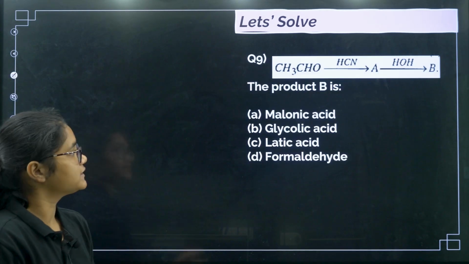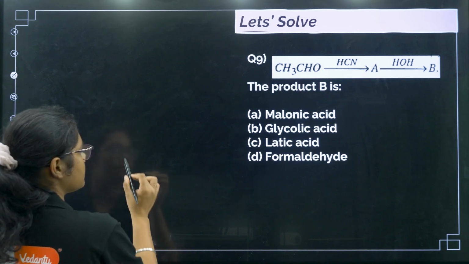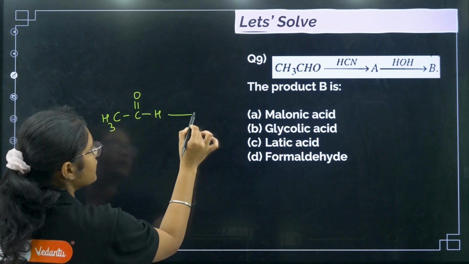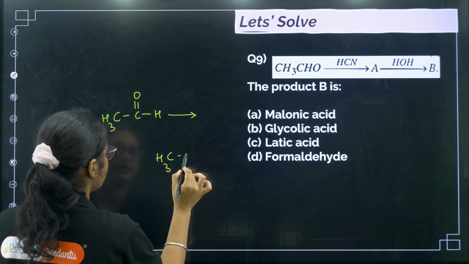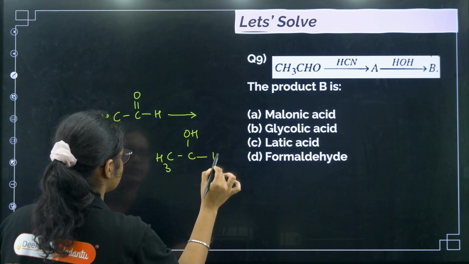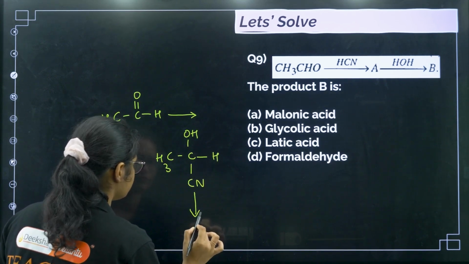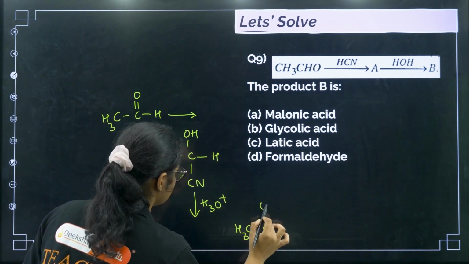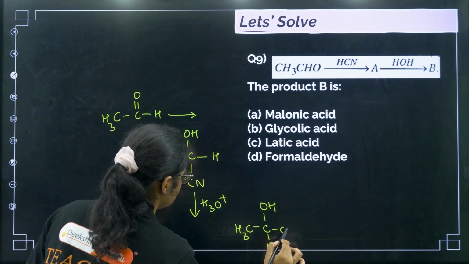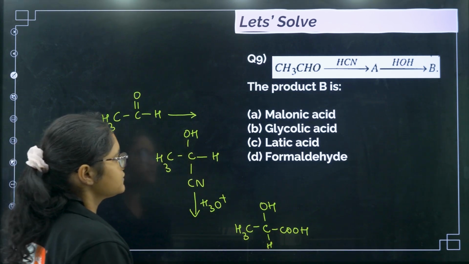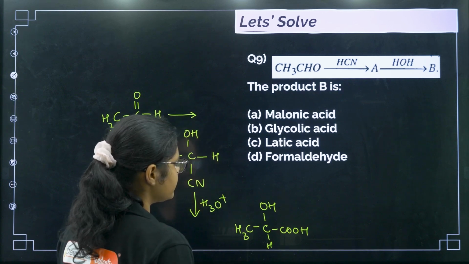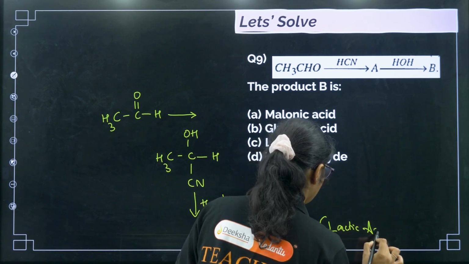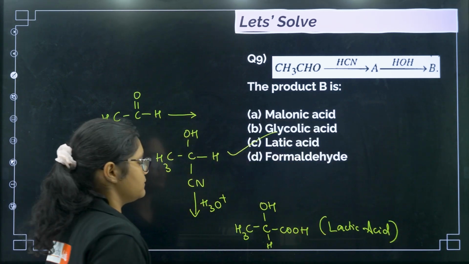Okay. Next question, again we have a similar question here. Product B is, so you have CH3CHO. Okay. If you treat it with HCN, what will I get? CH3CH(OH)CN. Next, if you see H3O+, so we will get CH3, CH(OH), and then COOH, right? So what will we call this one? If you see, this structure is called lactic acid. Okay. So the correct answer for this question will be option C.